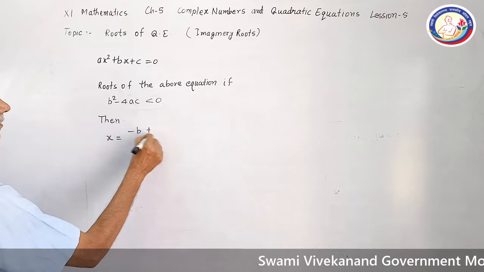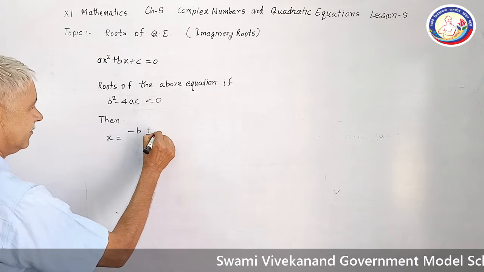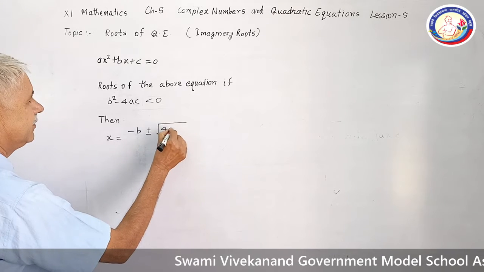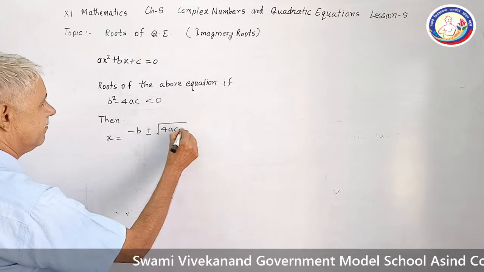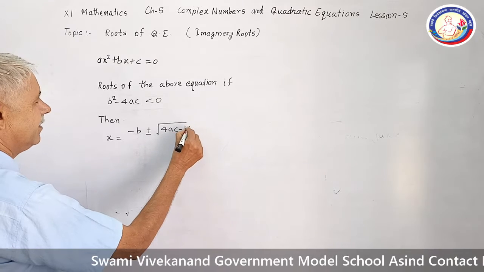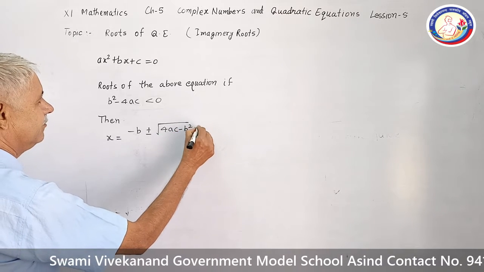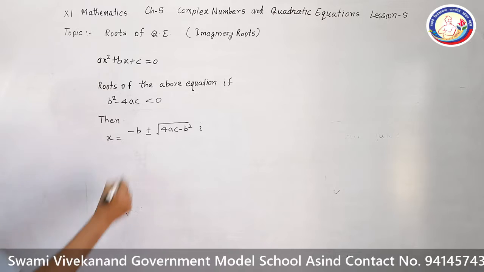x equal to minus b plus minus square root of 4ac minus b square into iota upon 2a.